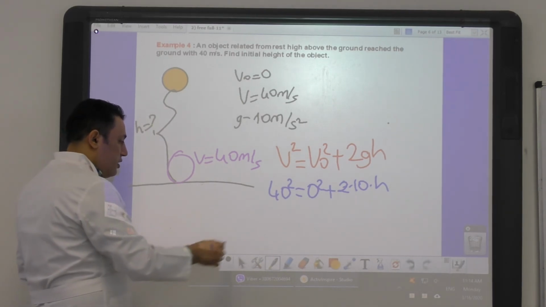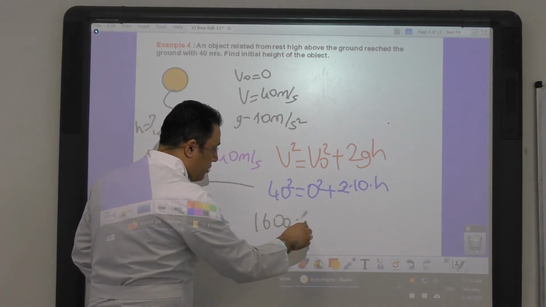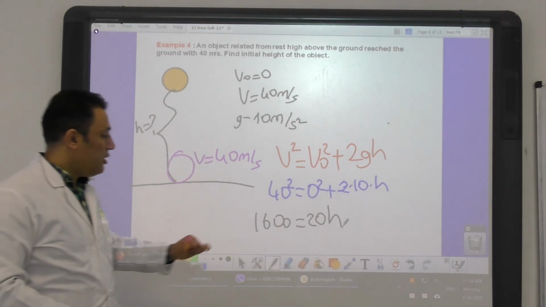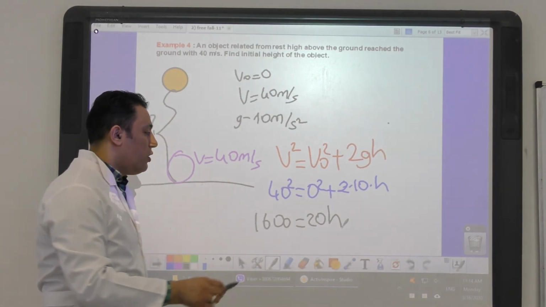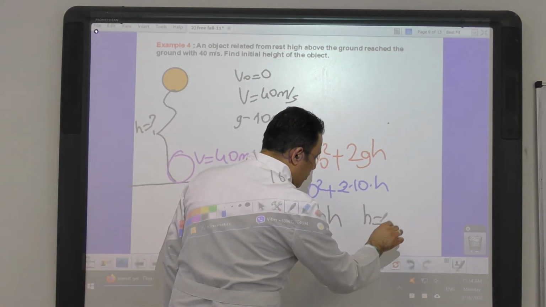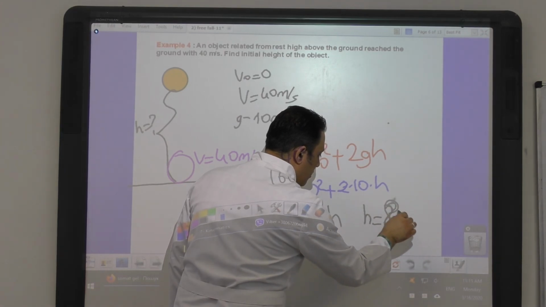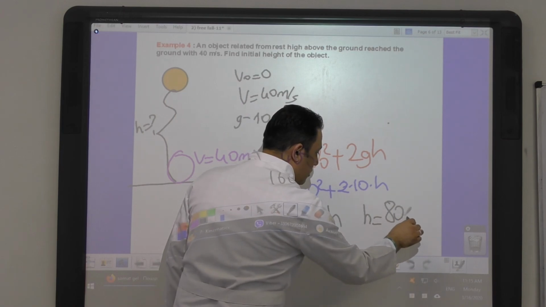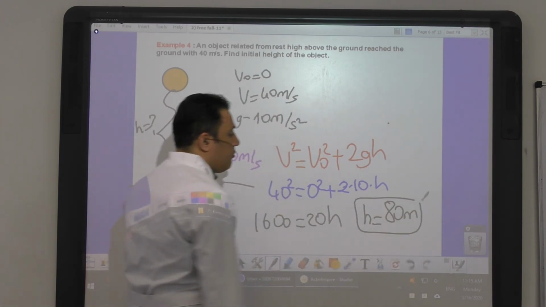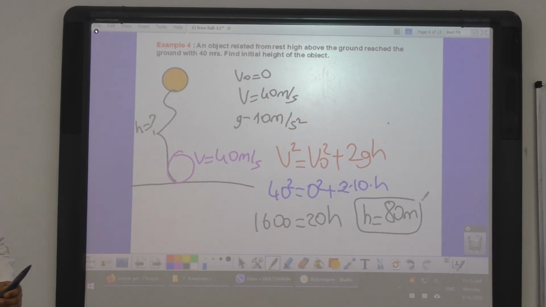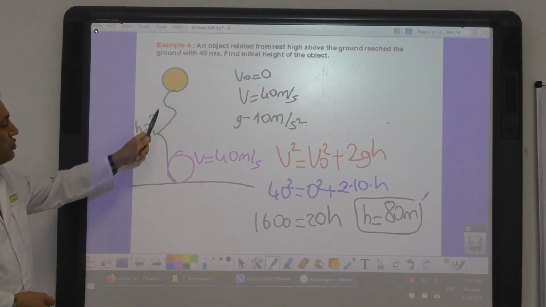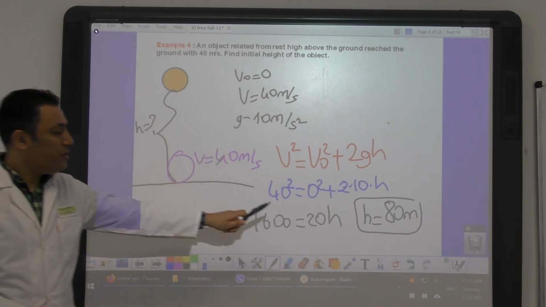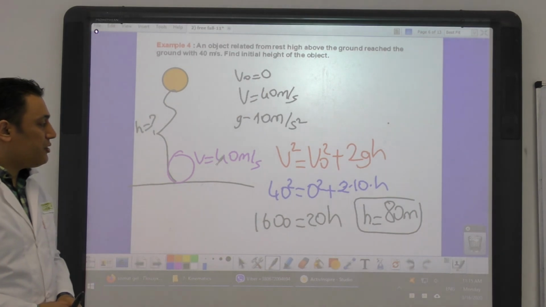So 40 squared is going to be equal to 1600, which is equal to 20h. So if 1600 is equal to 20h, then h would be equal to 80 meters. The height from which I drop an object so that it has a final velocity of 40 meters per second should be equal to 80 meters.